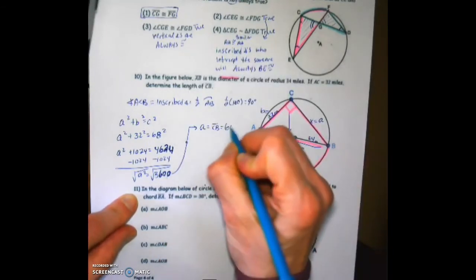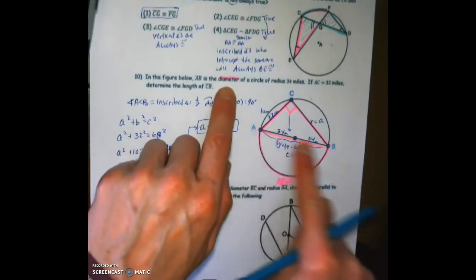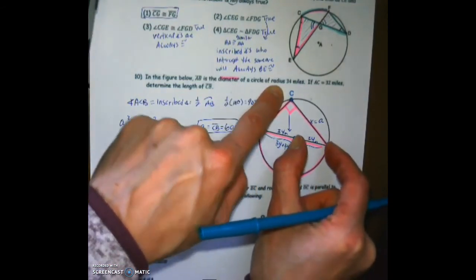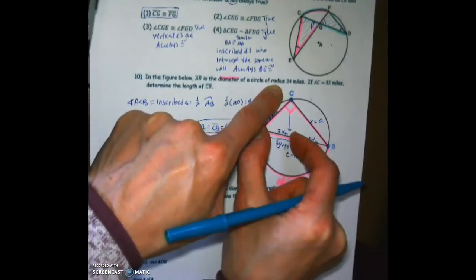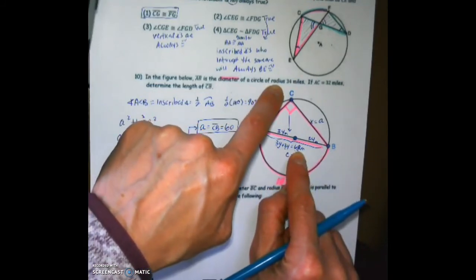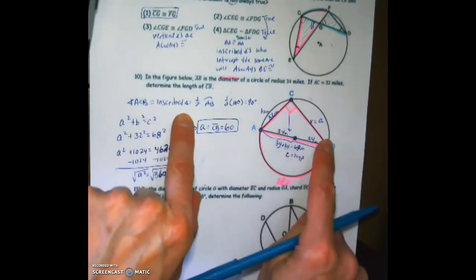So CB is 60. Let's just go back and review that real fast. They gave us that AB is a diameter. The radius, half the diameter, is 34, which means both radii of the same circle are congruent, which means the entire diameter is going to be 68, not 64. And AC was 32. Determine the length of CB.